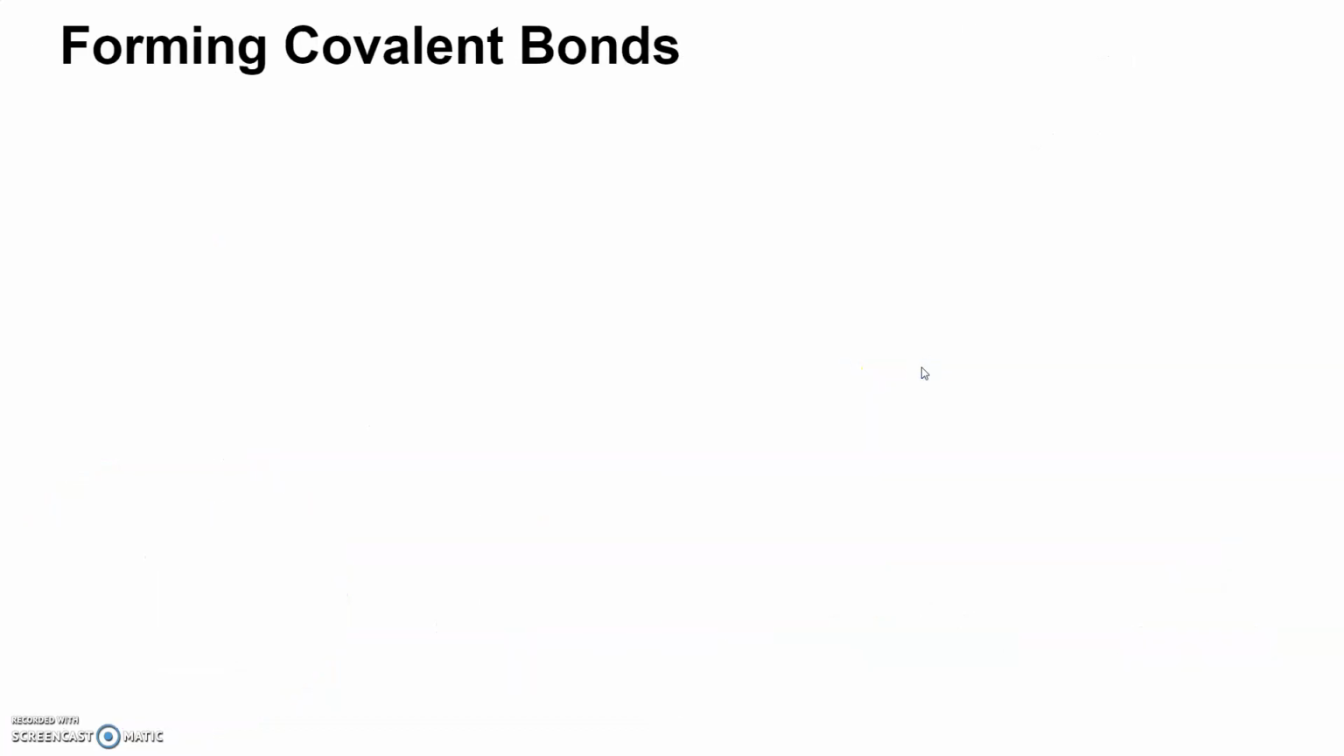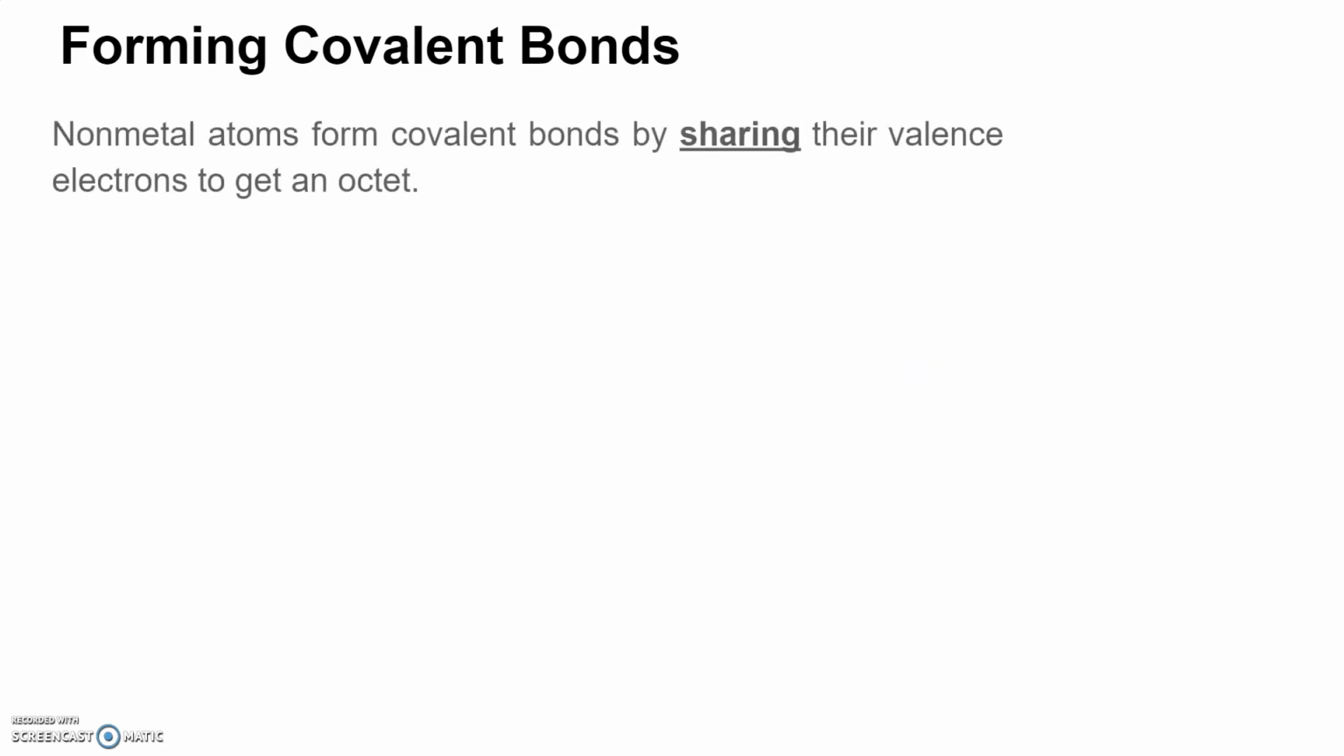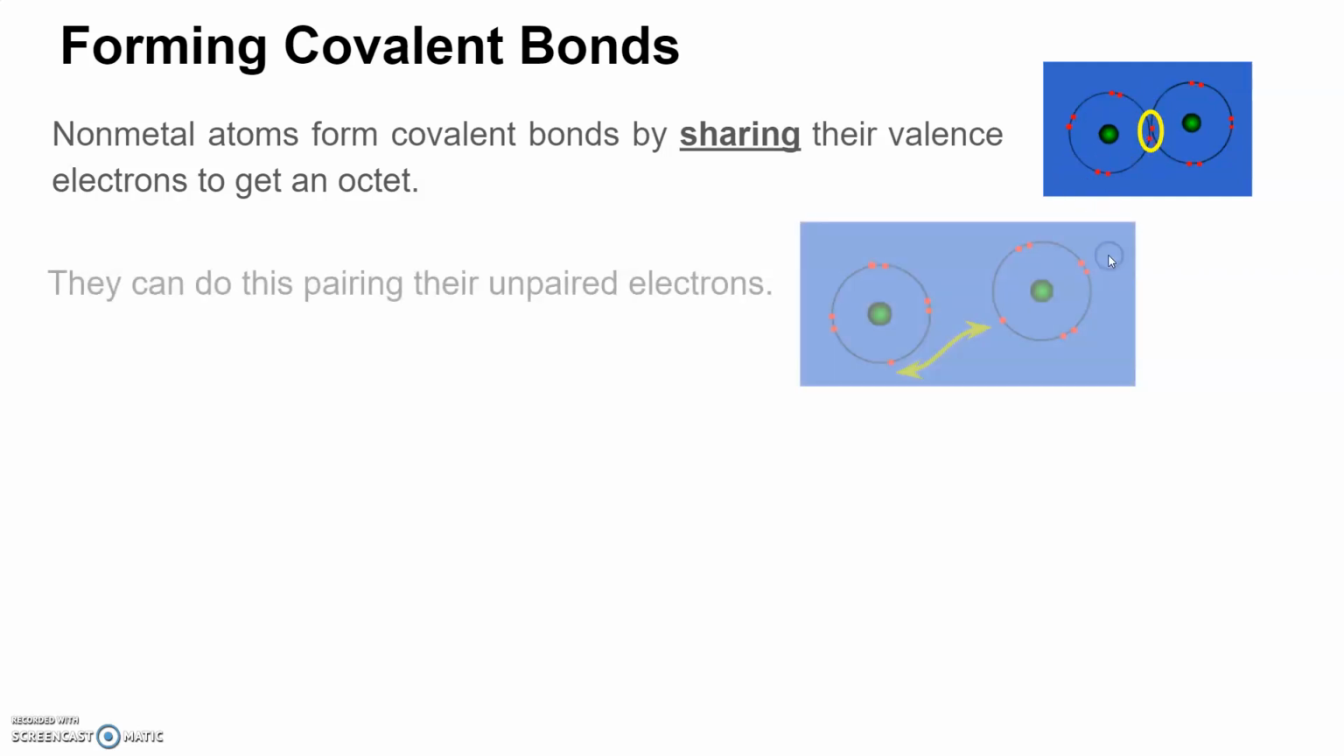So let's review how covalent bonds are formed since we're talking about covalent molecules. Remember, covalent molecules involve nonmetals, and they form bonds by sharing their valence electrons to get an octet. Here we have an example of a covalent molecule. Here's one atom, and here's another atom. In the middle, I circled in yellow their bond, which involves 2 electrons that are shared between both atoms. The electrons are shown as the red dots.